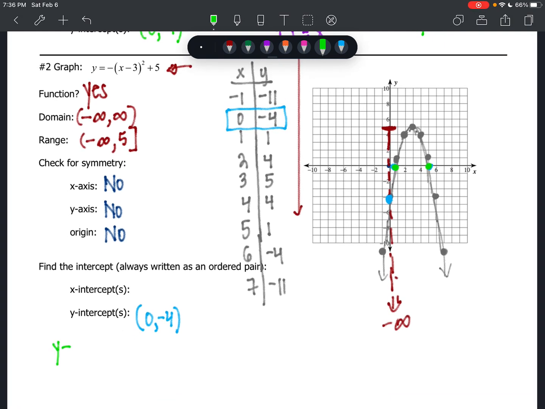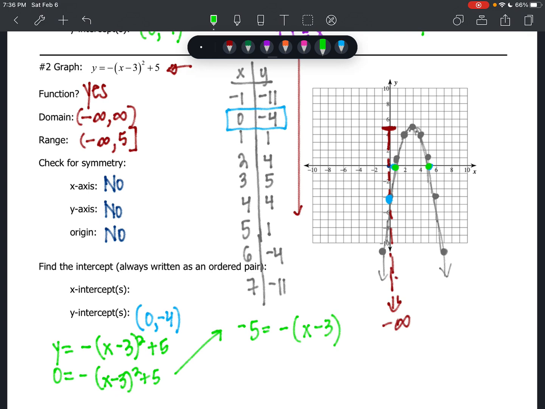So we've got y equals the opposite of x minus 3 squared plus 5. We're going to put a 0 in for y, and then we'll solve for x. So we subtract 5 from both sides. We get negative 5 equals negative, or the opposite, of x minus 3 quantity squared. I'm going to divide both sides by a negative, and then I am going to square root both sides. When we square root both sides, we get a plus or minus the square root of 5. So plus or minus the square root of 5 equals x minus 3.